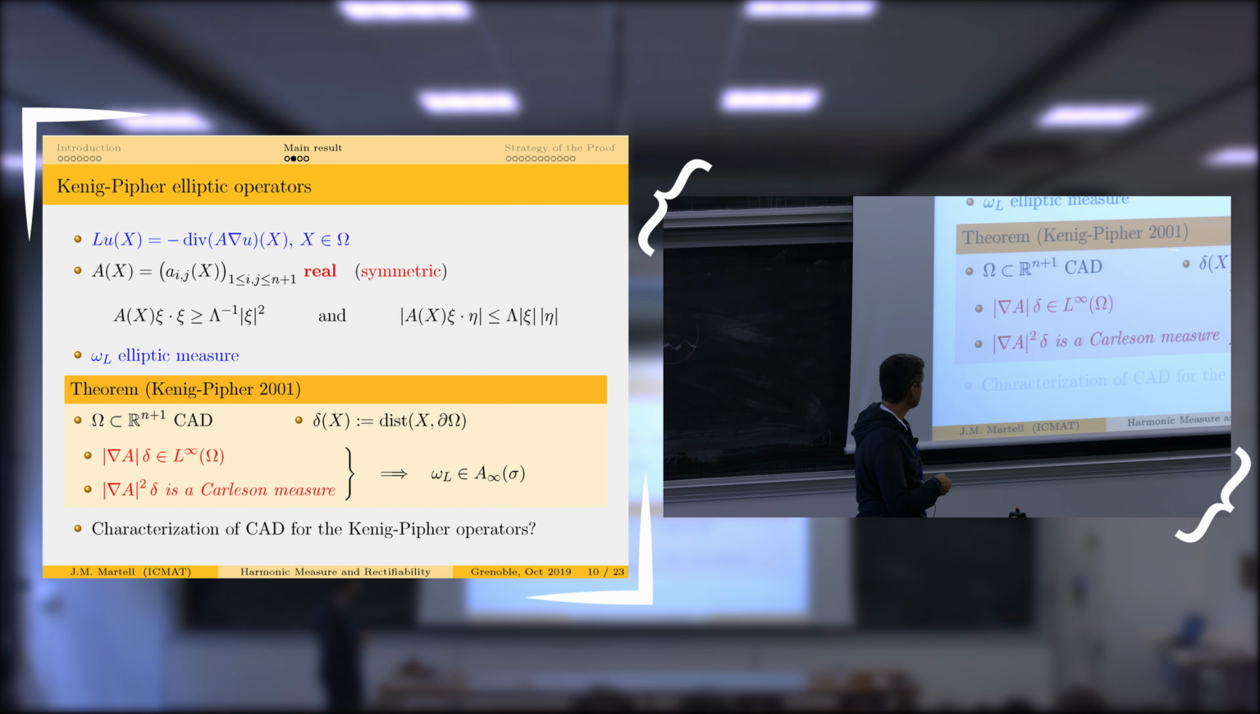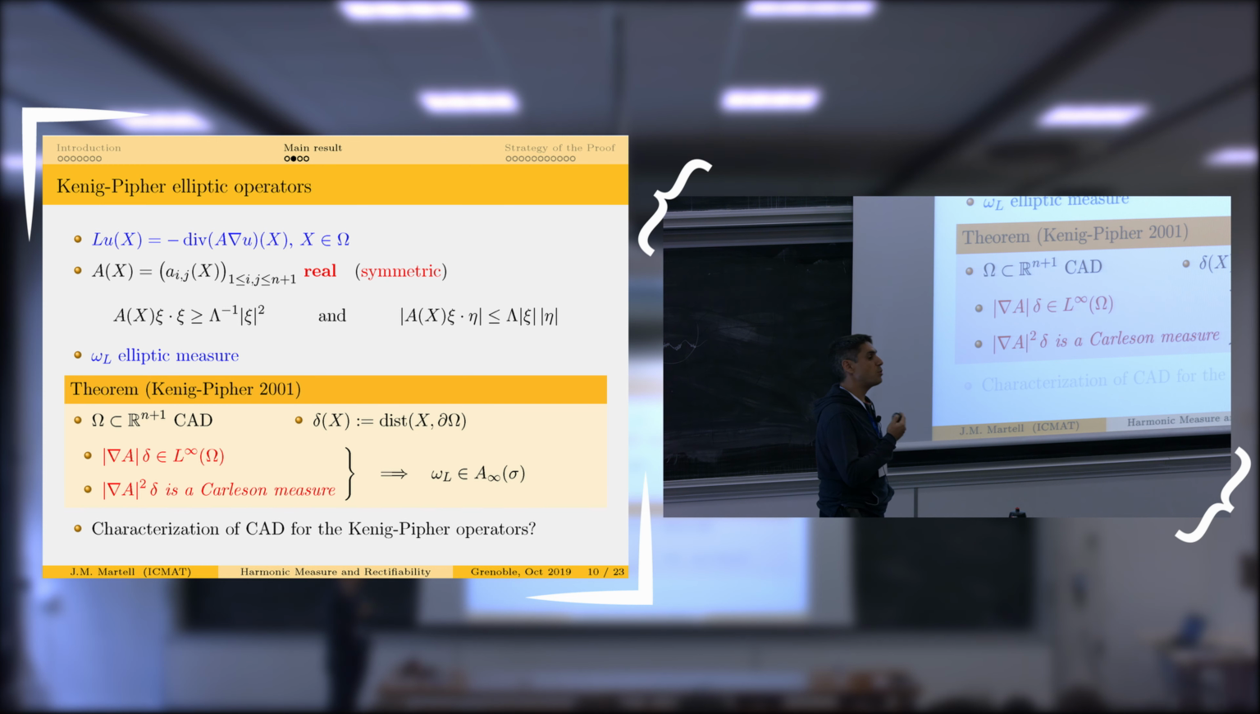So Kenig and Pipher show that in a corkscrew domain, if I write delta to denote the distance to the boundary, these two conditions imply that the elliptic measure is in A infinity. So this is that the gradient of A times the distance to the boundary is bounded, and this Carleson condition. So this is a Carleson measure. I'm going to write this in a moment. If you don't know what a Carleson measure is, you will see in a moment. Okay?